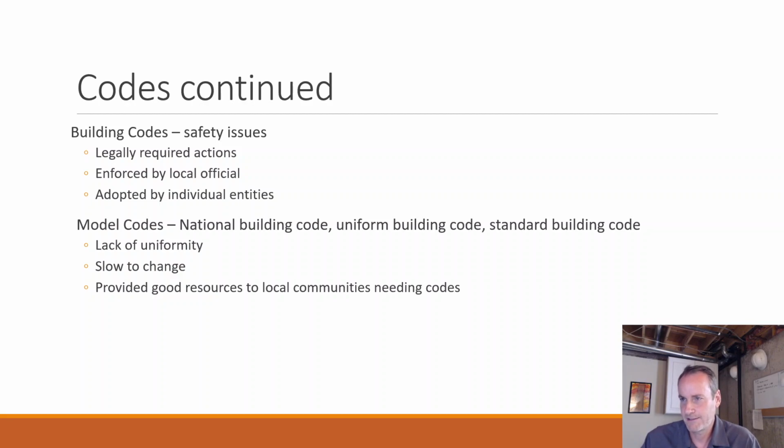And like I said, the City of Fort Collins said, well, they're going to use the Uniform Building Code as a guide, and that's really what those national building codes are for. So there you go, they provide a good resource for local communities needing codes. So you might start there as a community and then say, okay, now how do we need to modify it to fit our particular needs? But yeah.